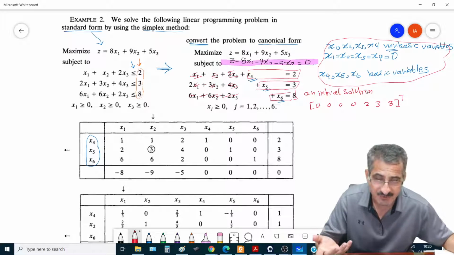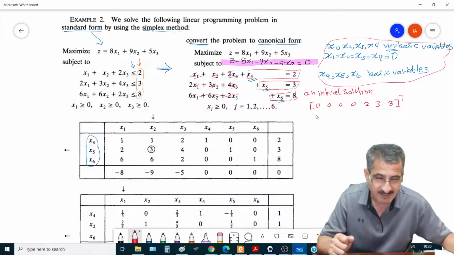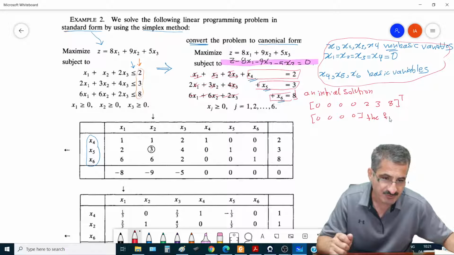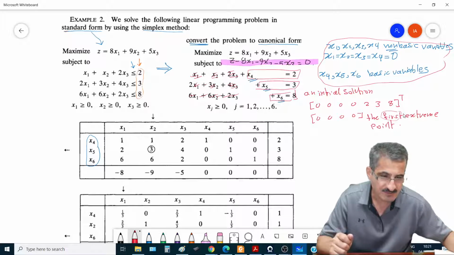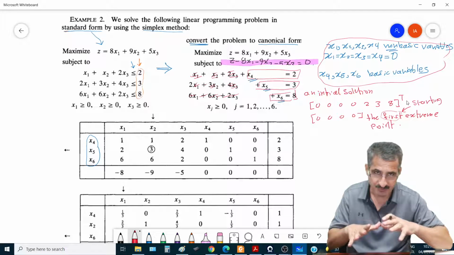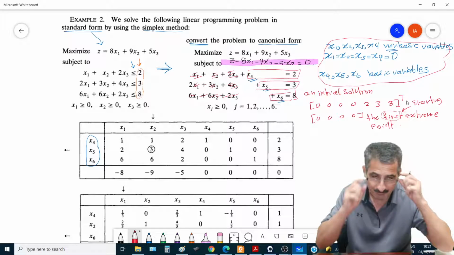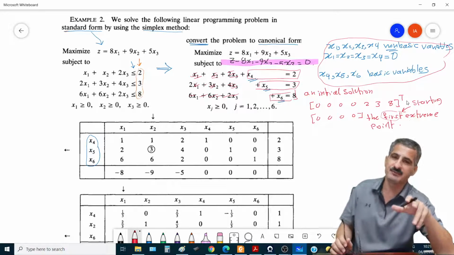And this gives me an extreme point. So truncating this, I will get the first extreme point, which is 0, 0, 0, the origin. So this is the first extreme point, or the starting point, which means we stand at the origin first. Now we want to move to another extreme point. Now this is the idea of the simplex method.